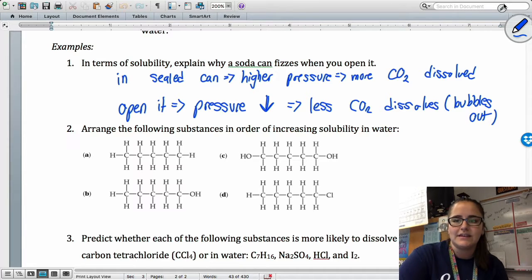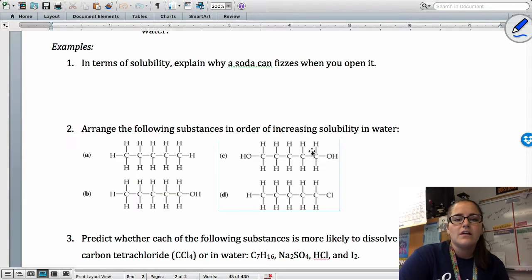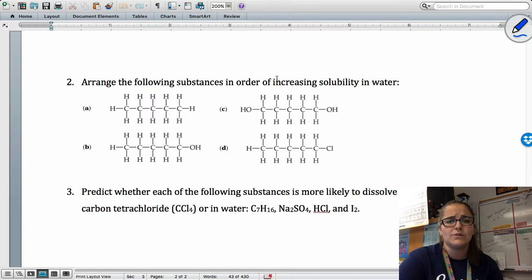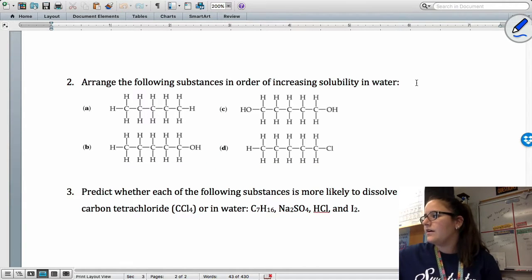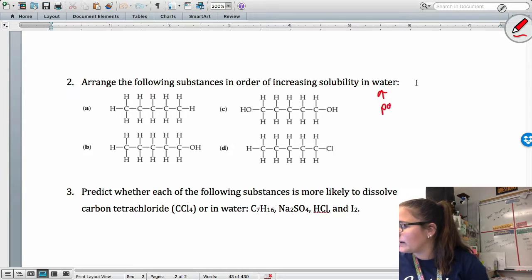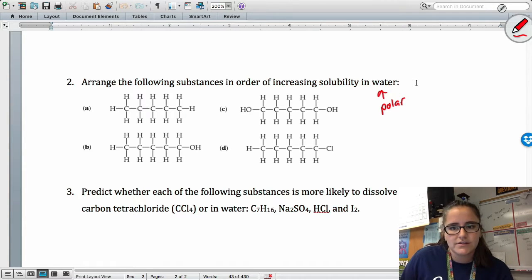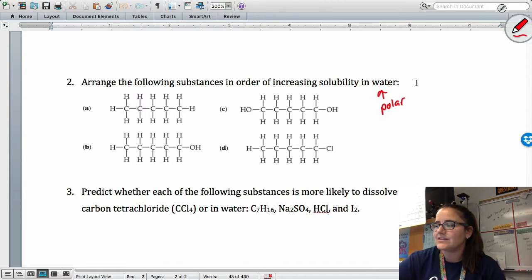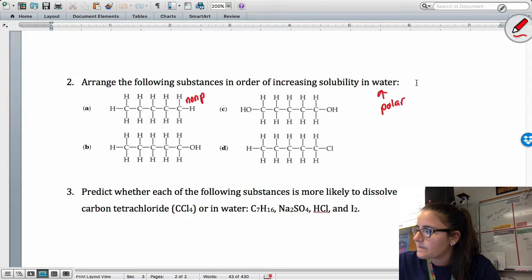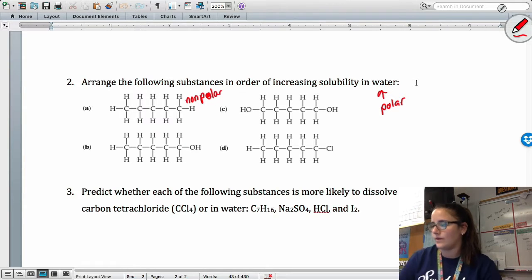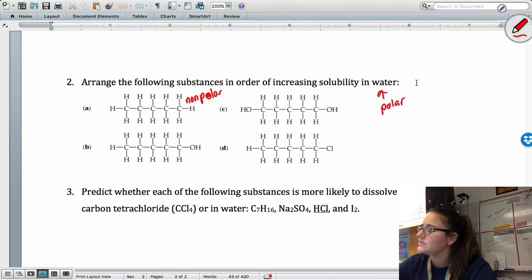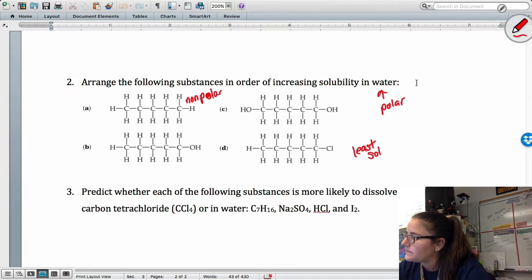Okay, let's look at another example. It says to arrange the following substances in order of increasing solubility in water. Water is polar. So the things that are going to dissolve in water are going to be the ones that interact with the water the most. If you look at A, it is a totally nonpolar molecule. It's only carbon and hydrogen. So A is nonpolar. That means it is not going to dissolve. We can already tell that it's going to be the least soluble.